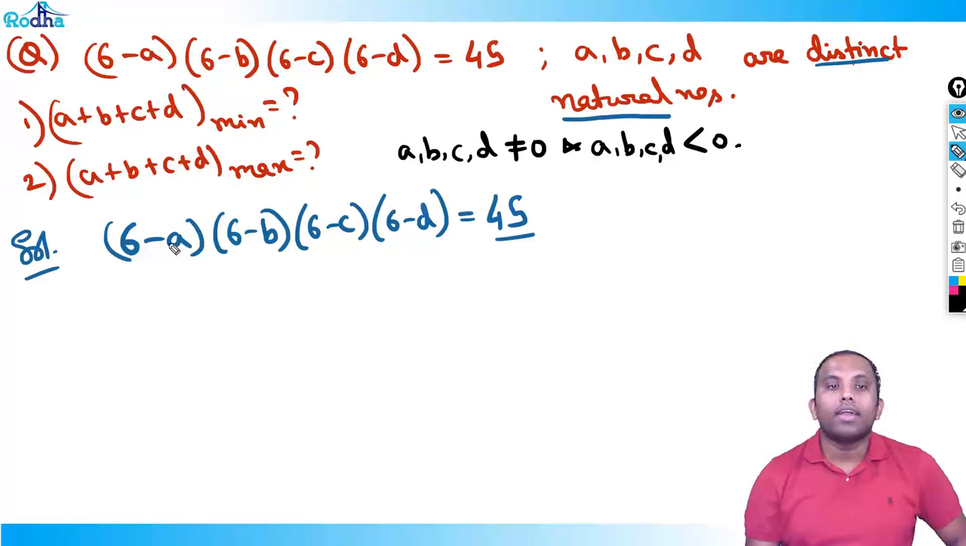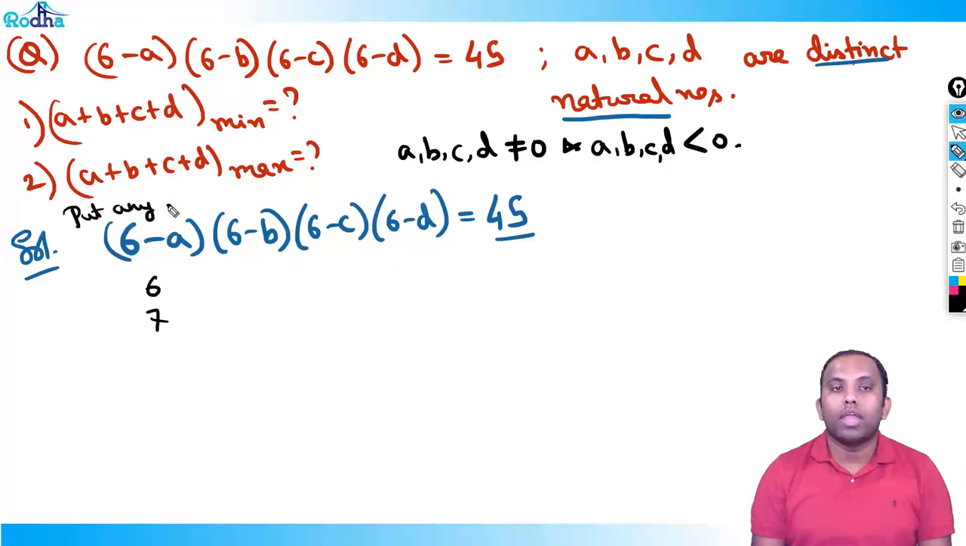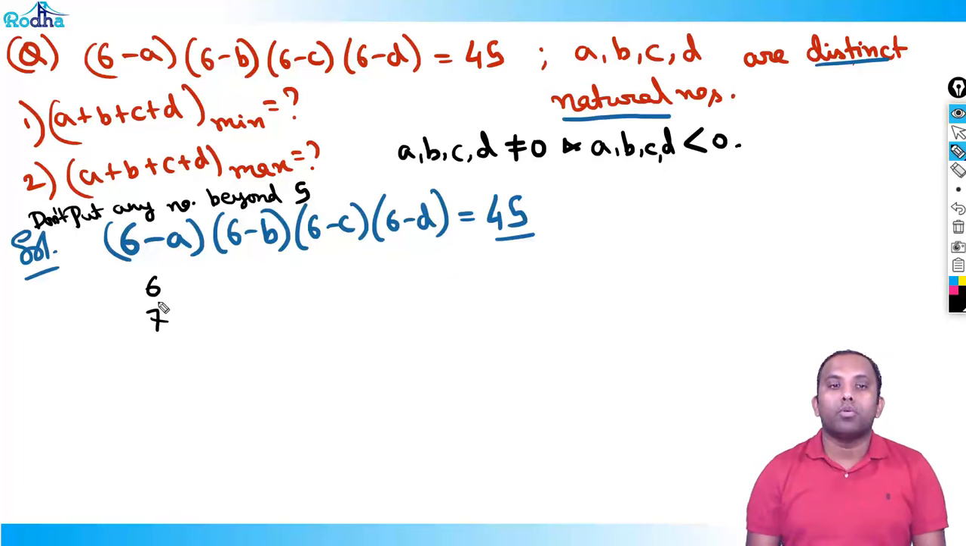So for that, if 6 minus A equals 0, that means this number is 6. If A is equal to 0, then this number is 6, which is not possible. If A equals minus 1, this number is 7, not possible. That means for factorization, I don't have to put any number beyond 5. We can't put 6, 7 and 8, because if I put 6, 7, 8, then A, B, C, D will be negative or 0. But that is not possible because A, B, C, D are distinct natural numbers. So don't put any number beyond 5 here.